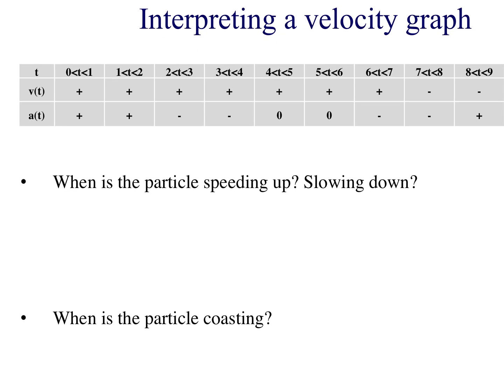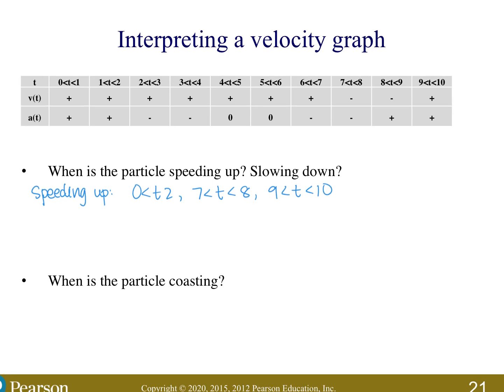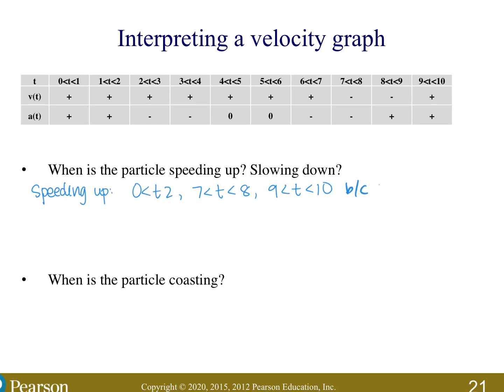Okay, let's see. Jack, when's the particle speeding up? It's speeding up between 0 to 2, 7 to 8, and 9 to 10 because velocity and acceleration are the same. And you said why? Velocity and acceleration are the same.